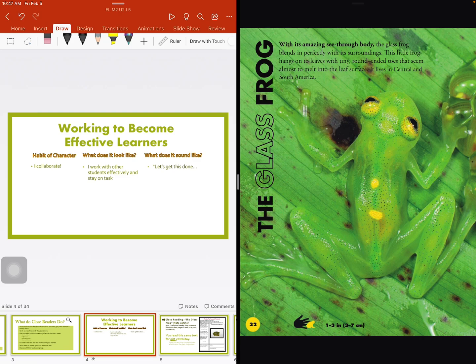Working to become effective learners. Habit of character: I collaborate. What does it look like? I work with other students effectively and stay on task. What does it sound like? Let's get this done.